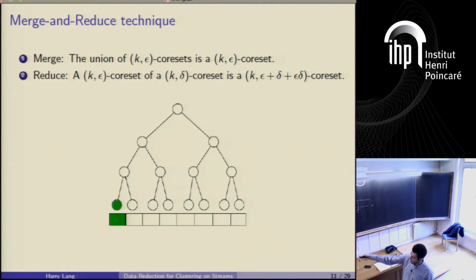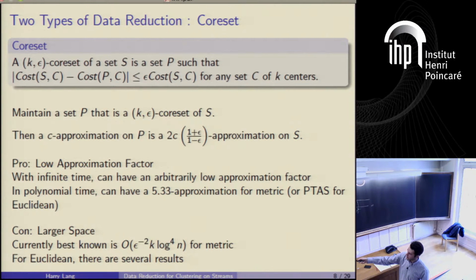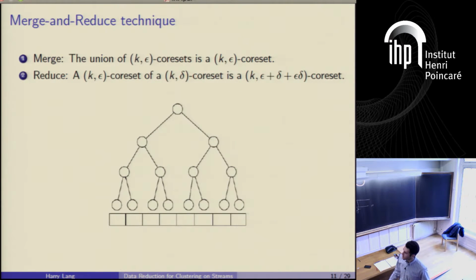And so first of all, this whole technique is based just on the following 2 observations. If you have 2 epsilon core sets, so what's a core set? I'm just saying when I evaluate the cost on my core set P, it is basically an epsilon approximation for the cost on the set S, no matter what the centers are. So if I have one core set and I have another core set, and I just take the union, they're going to be a core set for their union because each of them is individually an epsilon approximation. So that works.